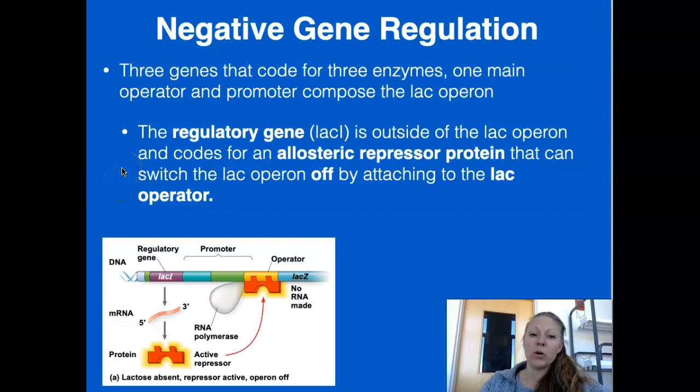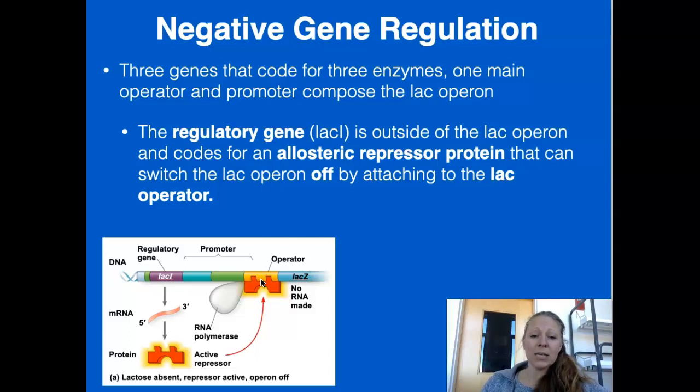So there are three enzymes that work for the digestion of lactose. And before those enzymes on the DNA, we have an operator and a promoter region. And so these three genes, the operator and the promoter, make up the Lac Operon. And upstream, outside of the Lac Operon, codes for, once again, exactly the same, an allosteric repressor protein. So a protein that, when bound to the operator, is going to block the RNA polymerase and switch it off. So our story to this point is the same.